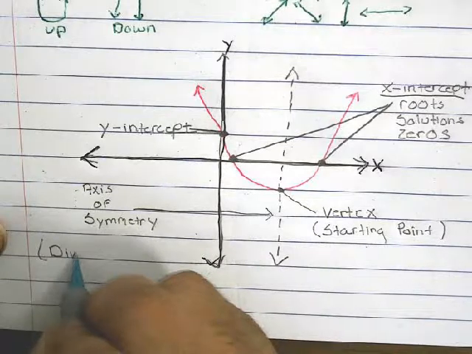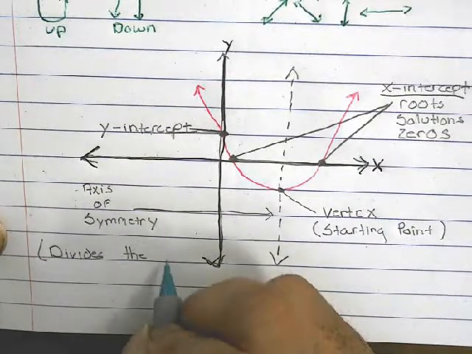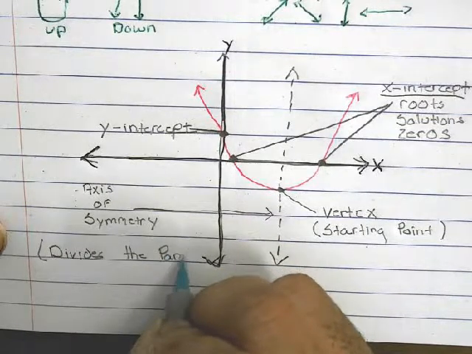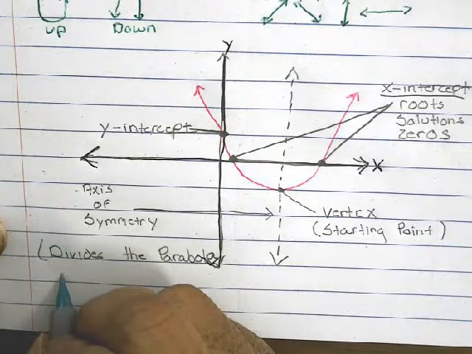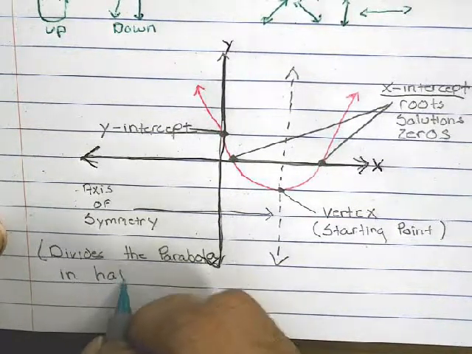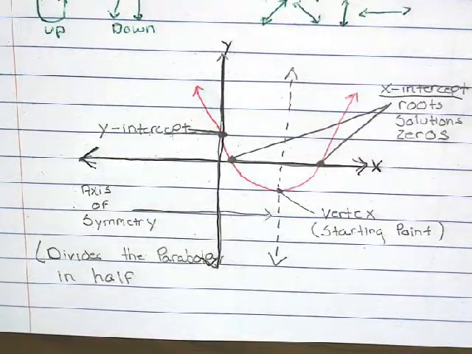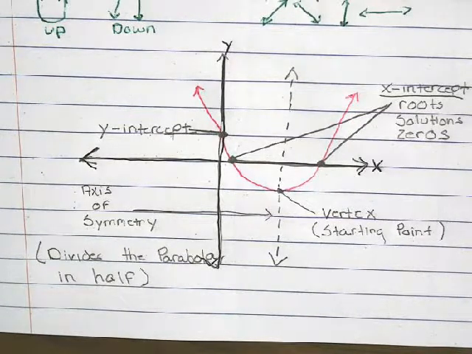Divides the parabola in half. Oops, close brakes. That's it. Well, those are a few of the parts that we're going to label when we start graphing. It divides the parabola in half.